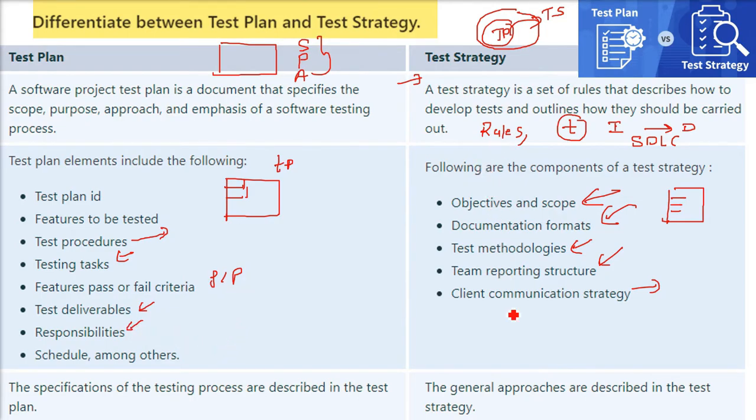So test strategy is a general approach. Here general approaches are described in the test strategy. Here the test plan is more specific. The specification of testing processes is described in the test plan, and that is implemented by the test cases. Finally, test cases are written.